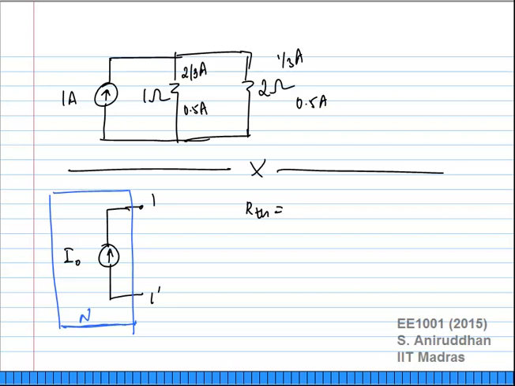What do you do when you find out Thevenin resistance? You null all the sources inside and find out the resistance between the terminals. How do you null this current source? You open it. What is the resistance between 1 and 1 prime? It's infinity. Okay. What is VTH?